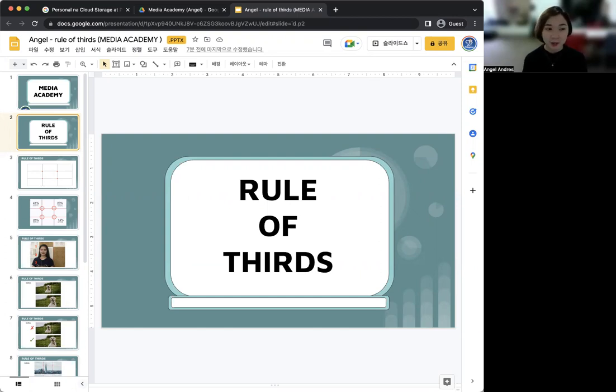So for today's topic, we are going to talk about rule of thirds. Do you have any ideas what a rule of thirds is? In this discussion, I am going to explain to you what rule of thirds is and why rule of thirds is important.